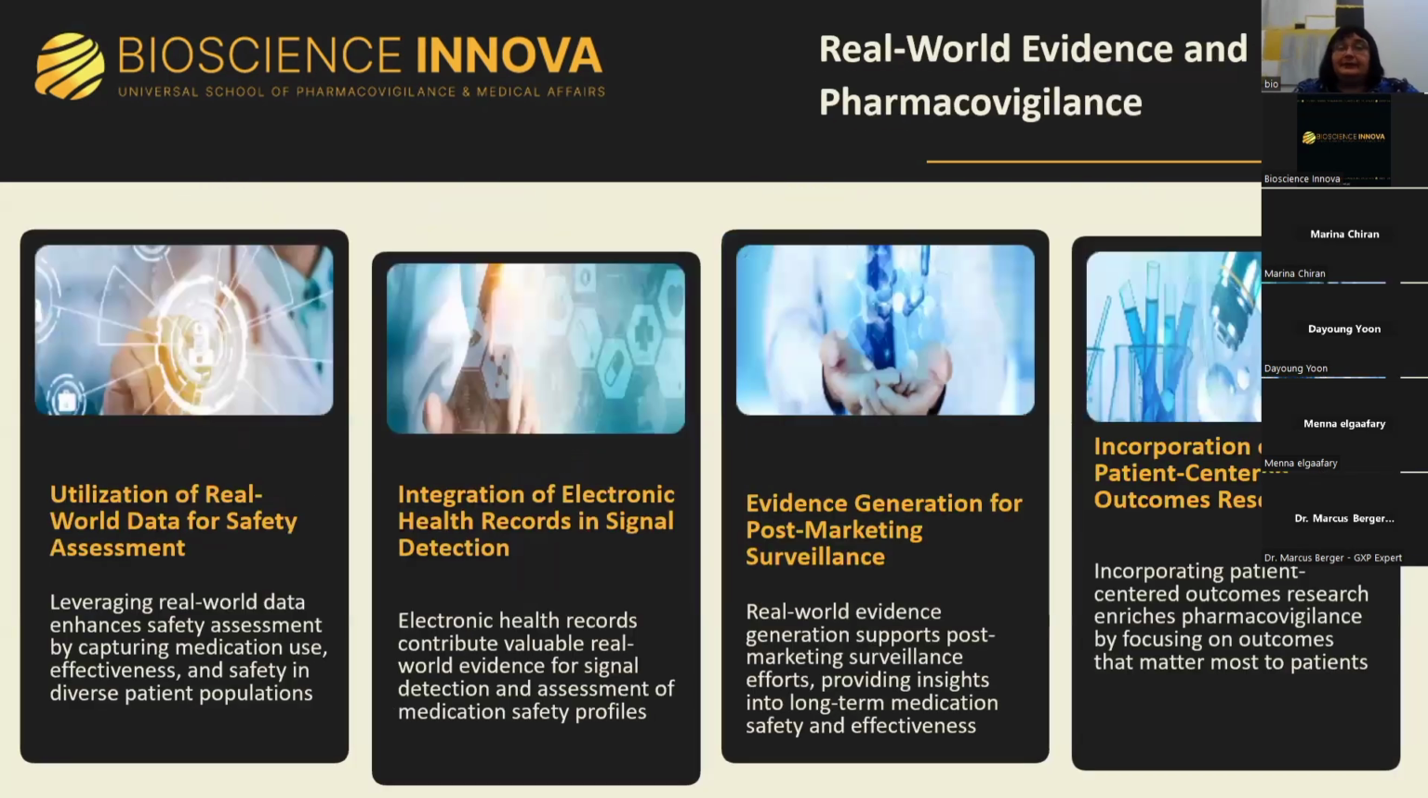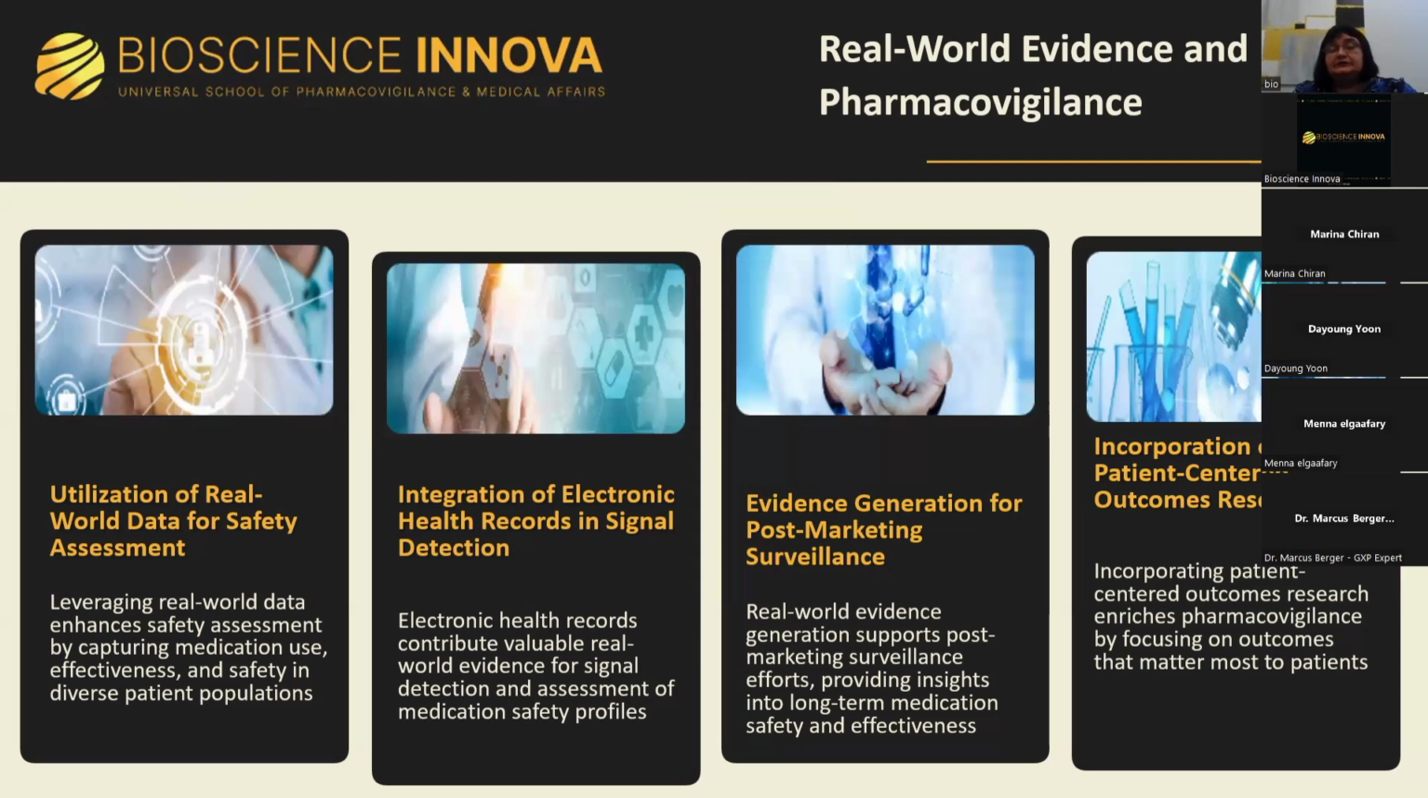Real-world evidence and pharmacovigilance: utilization of real-world data for safety assessment. Leveraging real-world data enhances safety assessment by capturing medication use, effectiveness and safety in diverse patient populations. Integration of electronic health records in signal detection: electronic health records contribute valuable real-world evidence for signal detection and assessment of the medication safety profile.